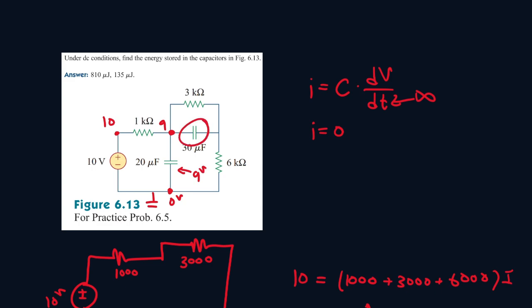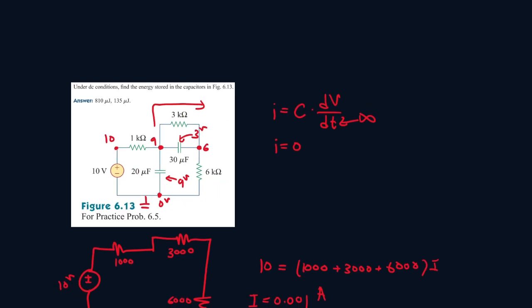Now to find the voltage here, it will be the difference of voltage from here to here. All right. So as the current continues passing through it, it's going to be 9 minus 3000 times 0.001. And the voltage here will be 6 volts. So to find the voltage here, it will be 9 minus 6, so it will be 3 volts. Alright, now we have enough information to find the energy stored at each capacitor.